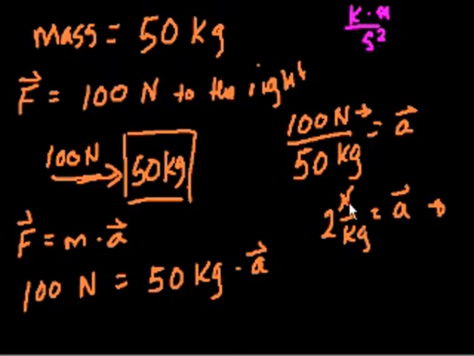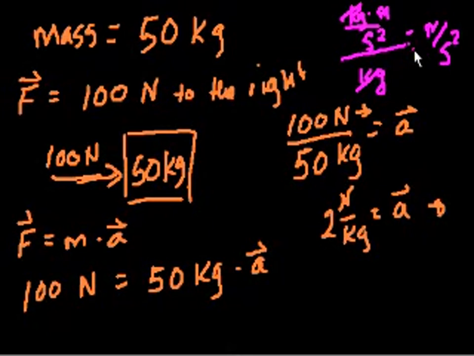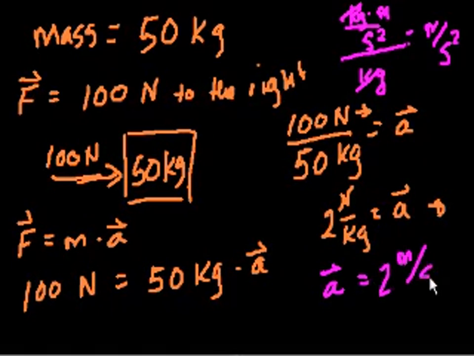And we're taking this newton over this kilogram, right? So that will cancel out with that, and you get meters per second squared. And you wouldn't have to do this on a test. If you did everything right, you would know that the unit of acceleration is meters per second squared. So you would have the acceleration. I'm just switching the two sides. It is equal to 2 meters per second squared, and it'll be to the right.